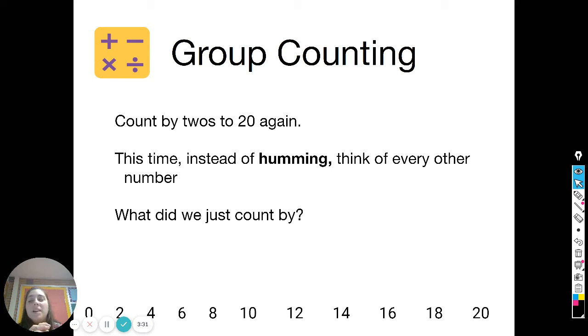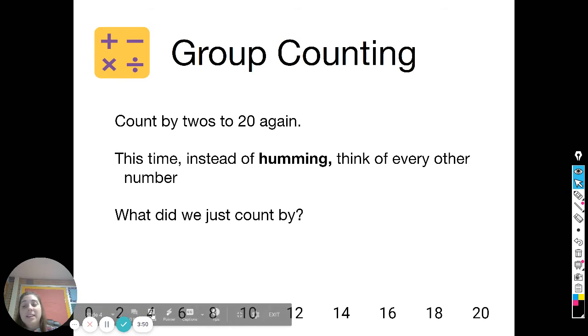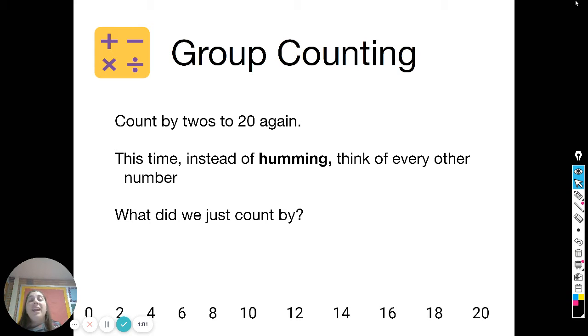I see some people holding up 2s, and we were kind of counting by 2s, but we weren't saying them. So because we were skipping them, it's almost like we were counting by 4s, because we went from 0 to 4, and then to 8, and then to 12, and then to 16, and then to 20, and we were skipping all those numbers in between. We were thinking them, but we weren't saying them. So out loud, we were counting by 4s.